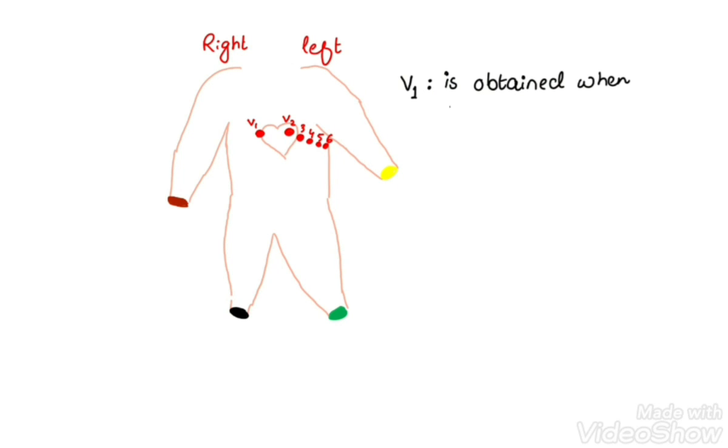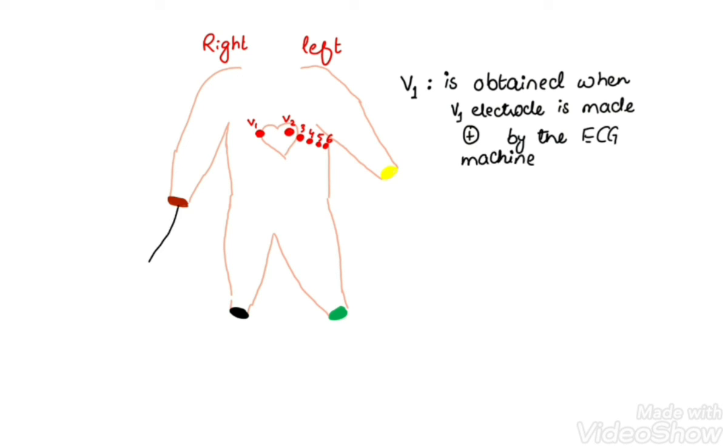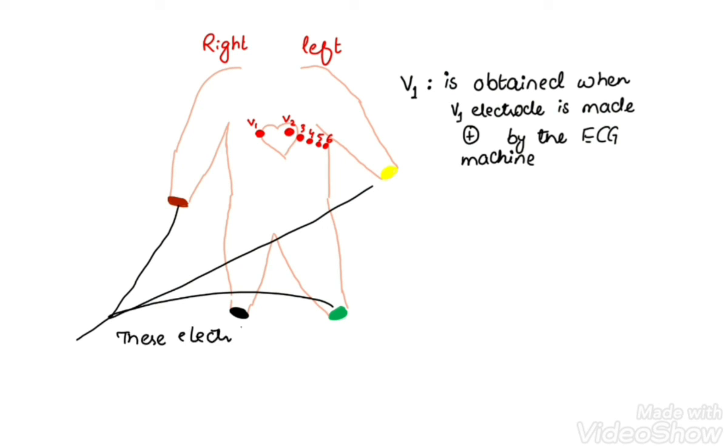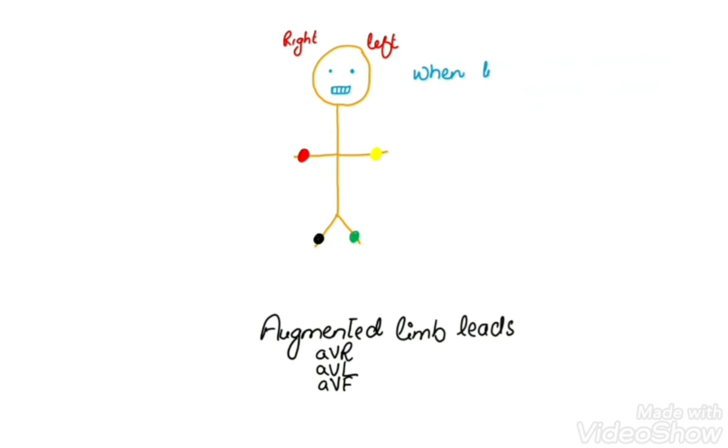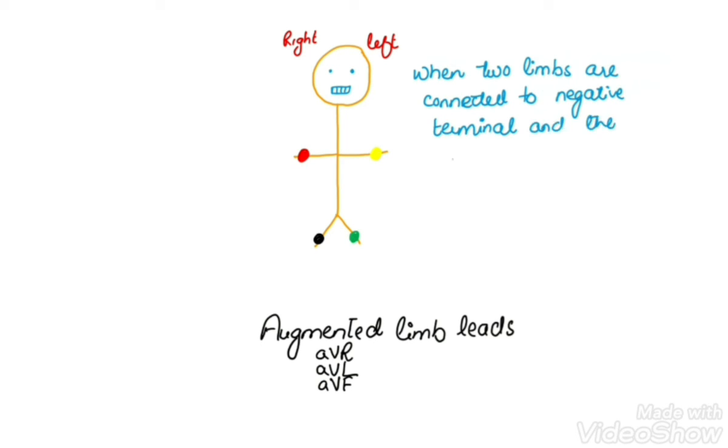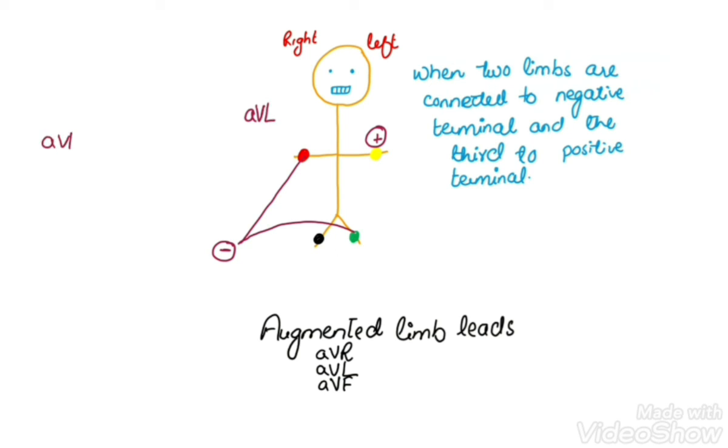So the chest leads are obtained when any of the chest electrodes, say V1, becomes positive and the 3 limbs become a single indifferent or negative electrode. With the same 4 limb electrodes, we also get 3 augmented limb leads, AVR, AVF, and AVL. A single augmented limb lead is obtained when 2 out of the 3 limbs become a single negative electrode and the third limb acts as a positive electrode.